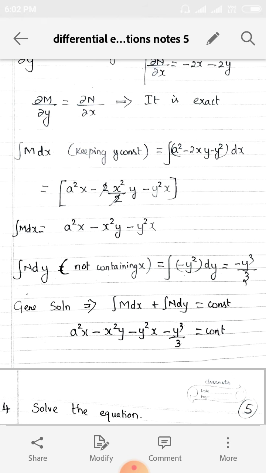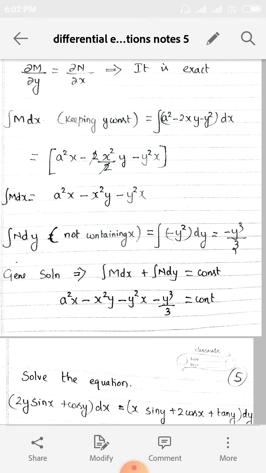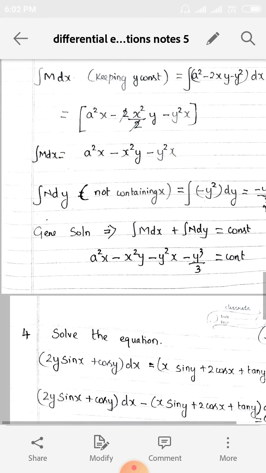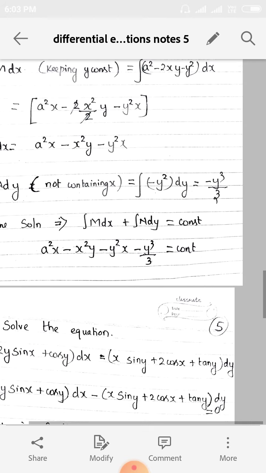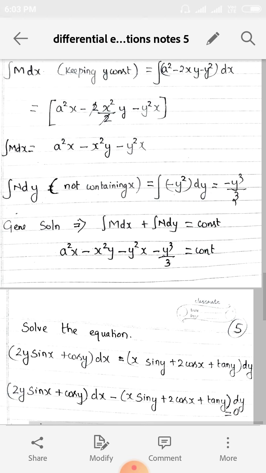Integral M dx is nothing but keeping y as a constant. So we get x square x minus 2x square by 2 into y minus y square x. And next one, integral N dy. N dy is nothing but the part not containing x. Not containing x means we get only minus y square. So after integration we get minus y cube by 3.